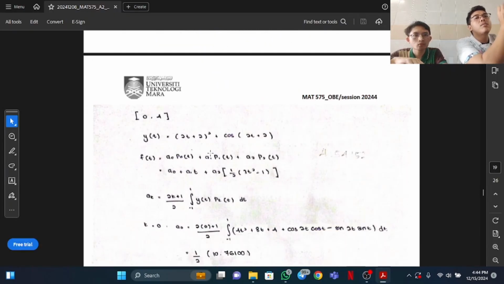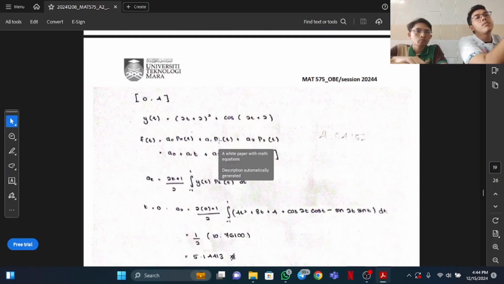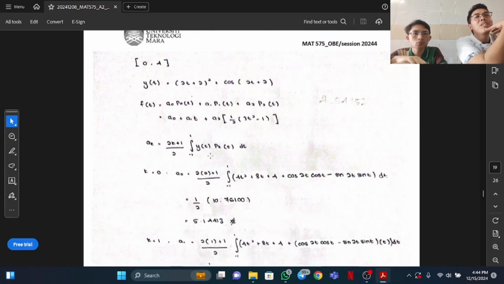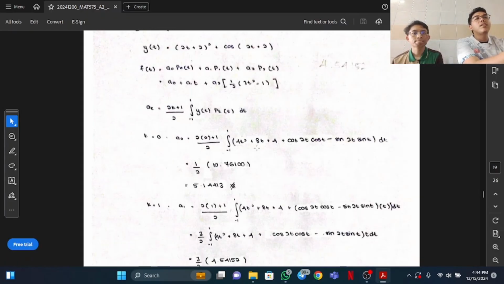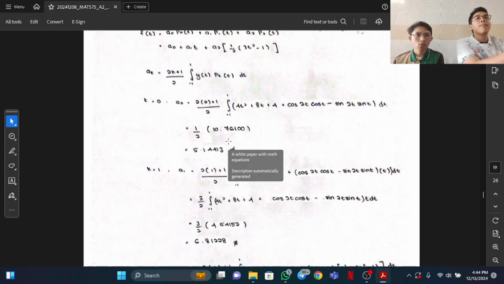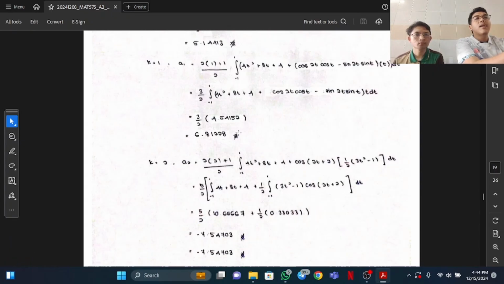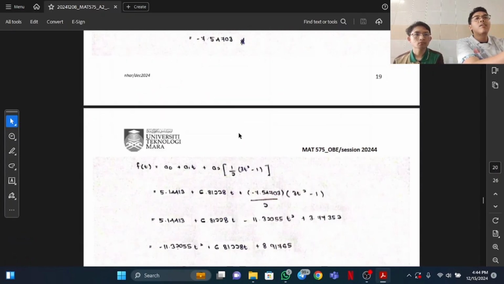And then for the coordinate 0, 4, as we know, we need to convert first to coordinate negative 1, 1. So for this equation, we need to also convert the p naught x into p naught t. So the function f(t) will become a naught plus a1 t plus a2 over 2 multiplied by 3t squared minus 1.